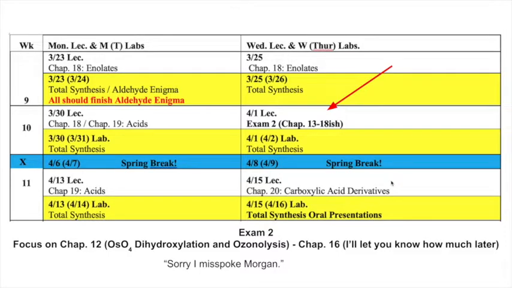So our schedule, we will have the exam next week. It won't be over chapters 13 through 18-ish. It'll be over chapter 12. The very end of 12, we didn't actually have dihydroxylation or ozonolysis on the last exam. So I'll throw that on this exam. And sorry, Morgan, you asked me today, is ozonolysis going to be on this next exam? And I'm like, I don't think so, but I think it will now. But I won't go too crazy with it. And then up through chapter 16, we probably won't get through all of it for that exam. I'll let you know.